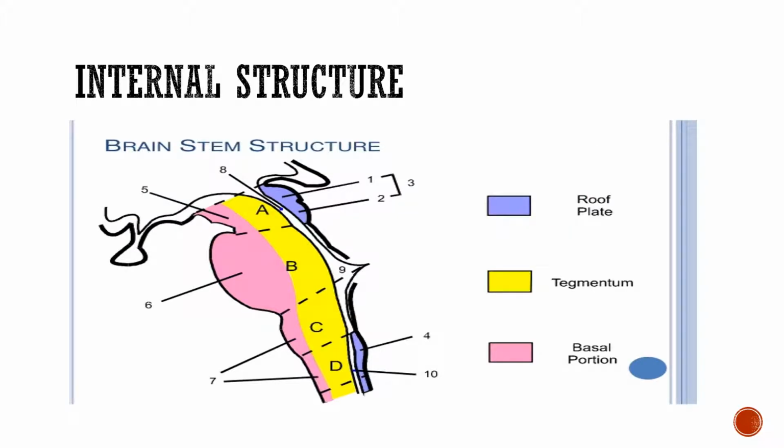The internal structure of the brainstem is made up of three distinct layers, or laminae. The blue portion shown here is the roof plate, also known as the tectum. Just below that is the tegmentum, and the final layer, shown in the pink, is the basal portion.